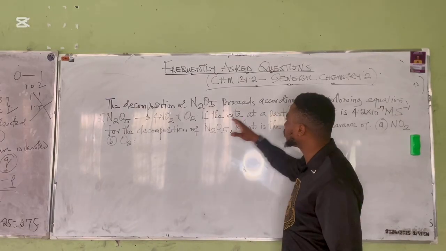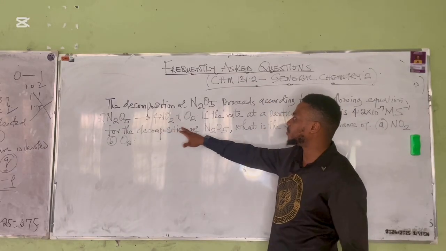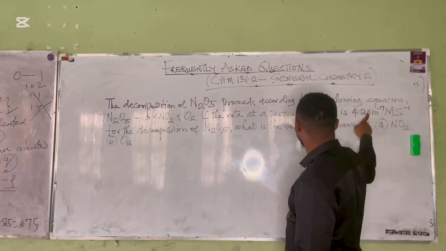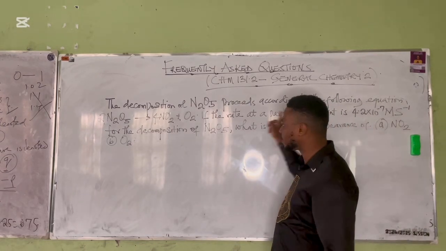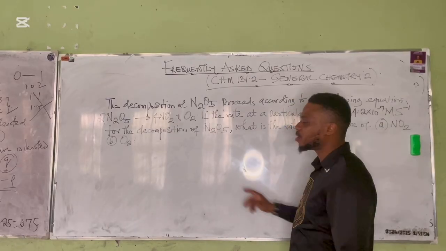The decomposition of N2O5 proceeds according to the following equation: 2N2O5 equals 4NO2 plus O2. If the rate at a particular instance is 4.2 times 10 to the power minus 7 molar per second for the decomposition of N2O5, what is the rate of appearance of NO2 and O2?